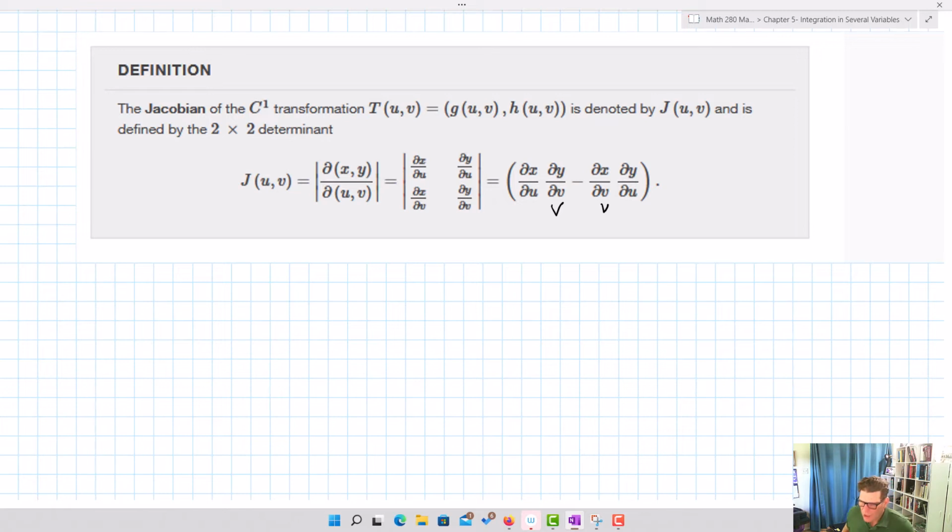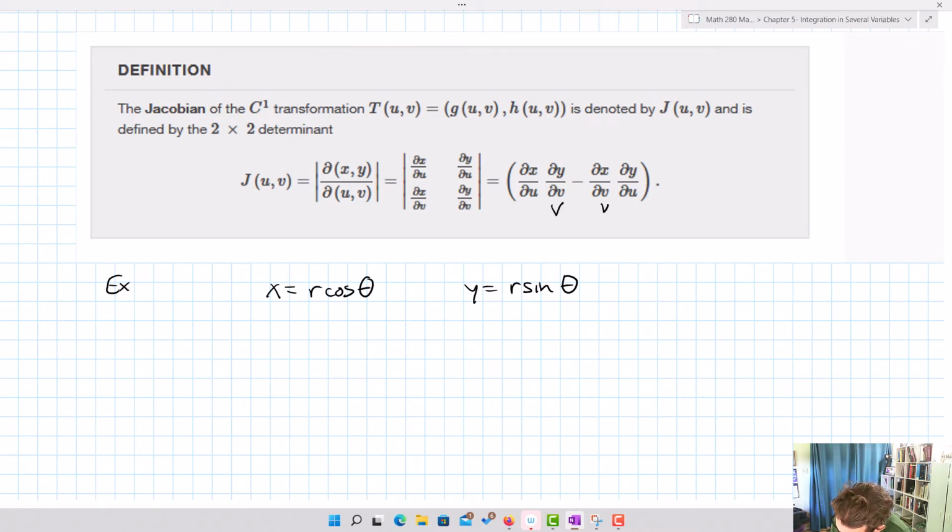Let's take a look at one that we already know the answer to. We've got a change of variable: we're going to let x equal r cosine theta, and y equals r sine theta. We'll utilize this in our first example. We already know that we're going to end up with r dr d theta, so this should end up equaling r.